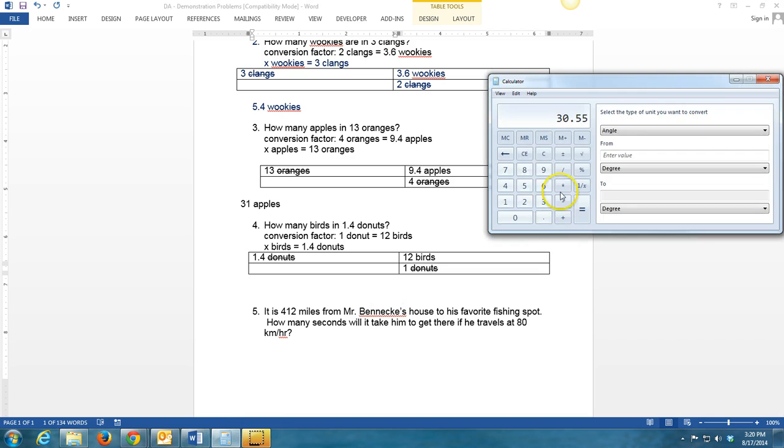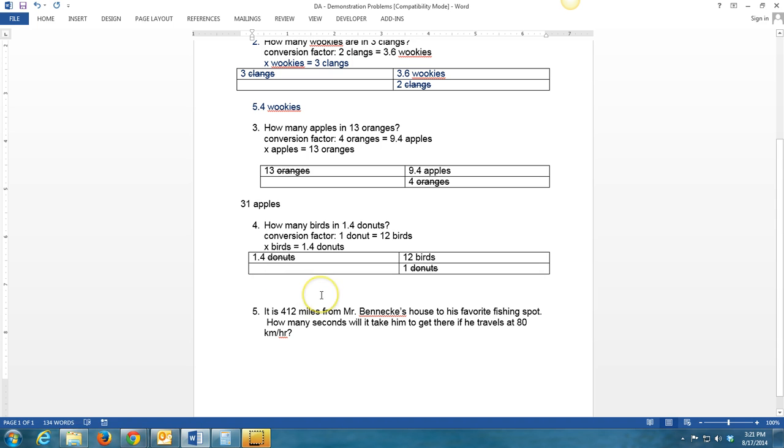And if I do the math, that tells me I have 1.4 times 12, and I divide that by 1, and that remains at 16.8. So my answer is 16. Let's get a point in there. 0.8. How many significant figures can I have? Only 2, so I have to round this up. So it is 17, and I'm trying to find birds.